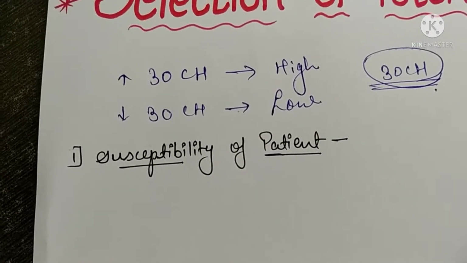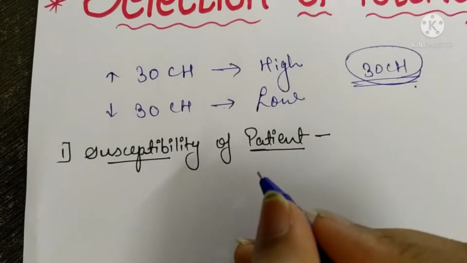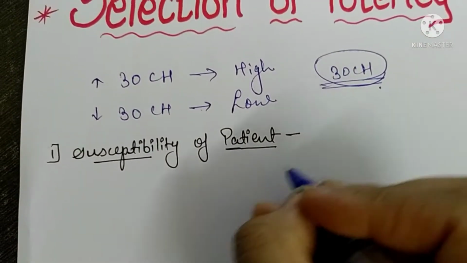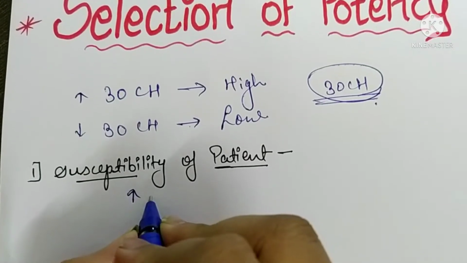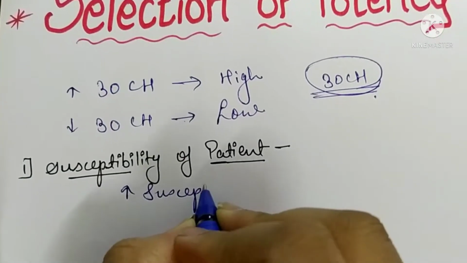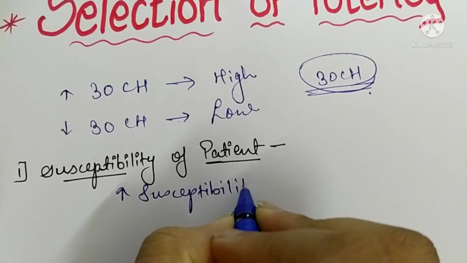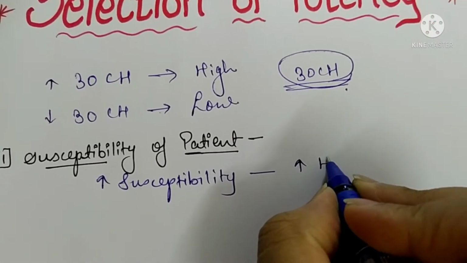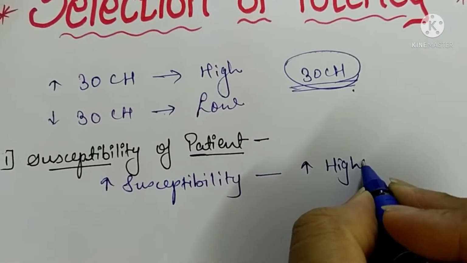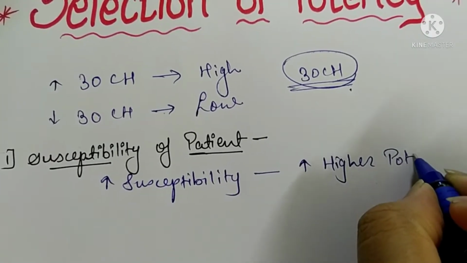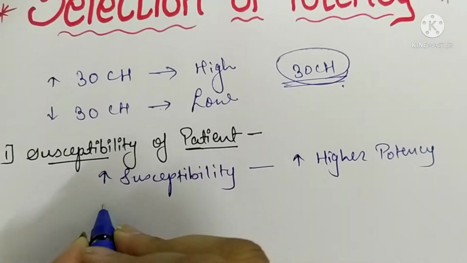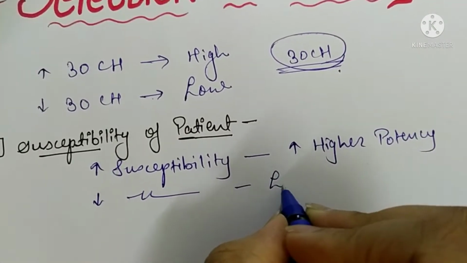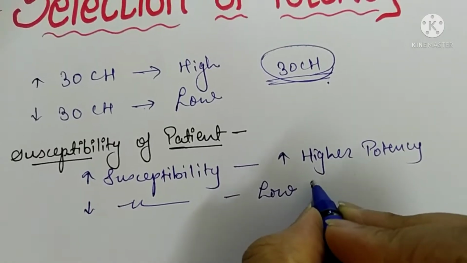So the first parameter is the susceptibility of a patient. Always keep in mind that if the patient has high susceptibility, then he will require a higher potency, and if the patient has lower susceptibility, then he will require a lower potency.